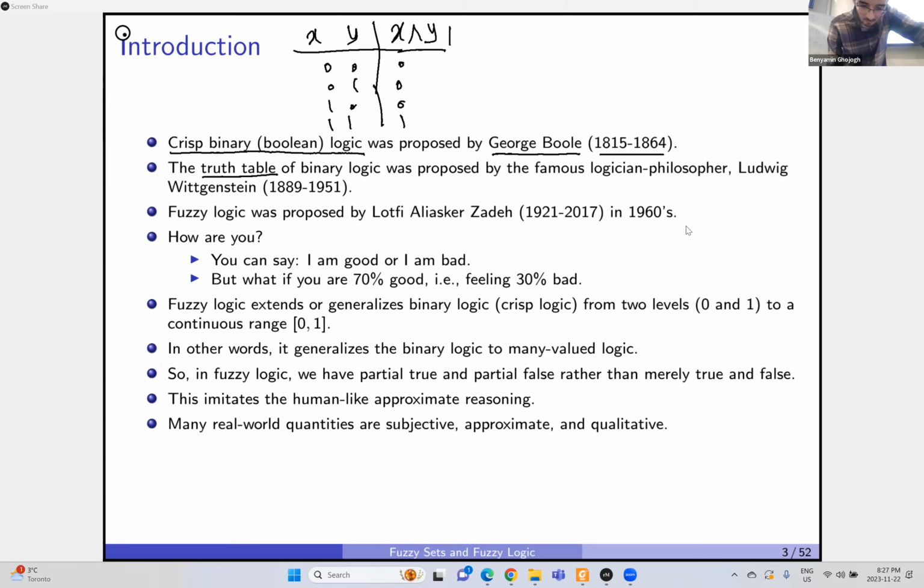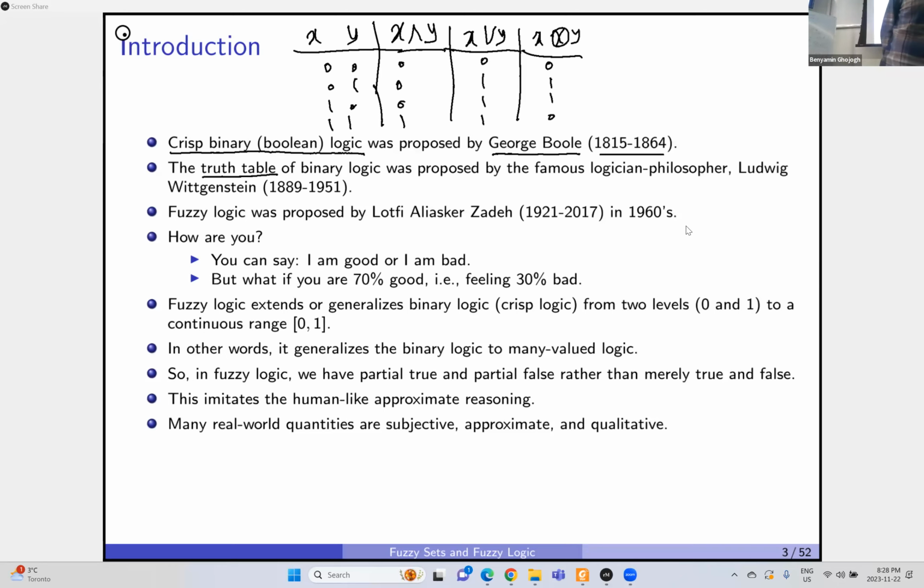We can also have OR. OR means at least one of them should be 1. Right? For example, 0, 1, 1, 1. We can have XOR, denoted by something like this, if I remember. XOR means exclusive OR. Only one of them should be 1, not all of them. So 0, 1, 1, 0. Right? This is called a truth table because it's a table.